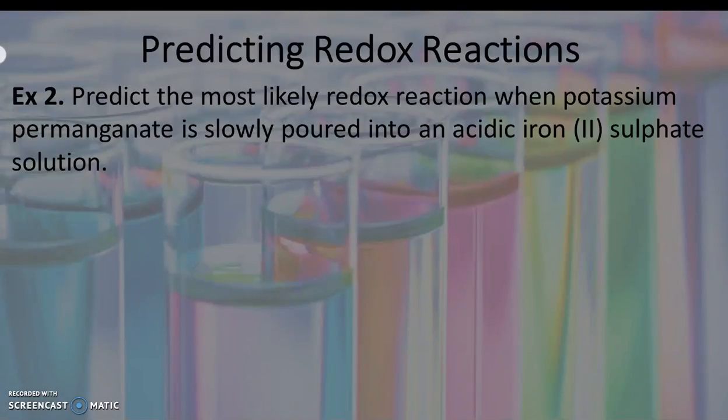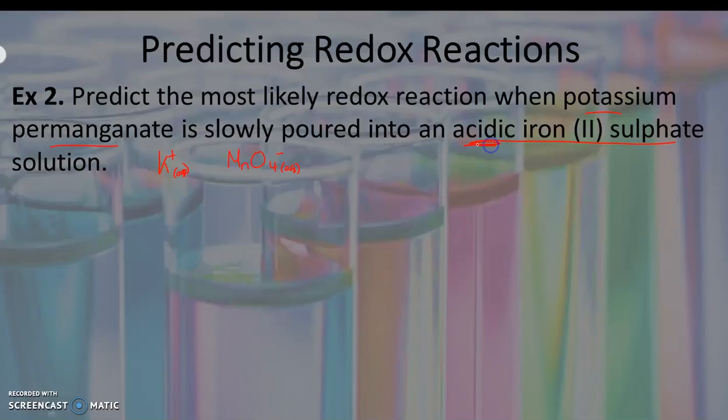Predict the most likely redox reaction when potassium permanganate is slowly poured into an acidic iron 2 sulfate solution. So I have to write out everything here. The first thing is potassium permanganate. That is ionic, so it would break apart into its ions: potassium, which is K+, and permanganate, which is an ion on my chart, MnO4 negative, aqueous, is slowly poured into acidic iron 2 sulfate.